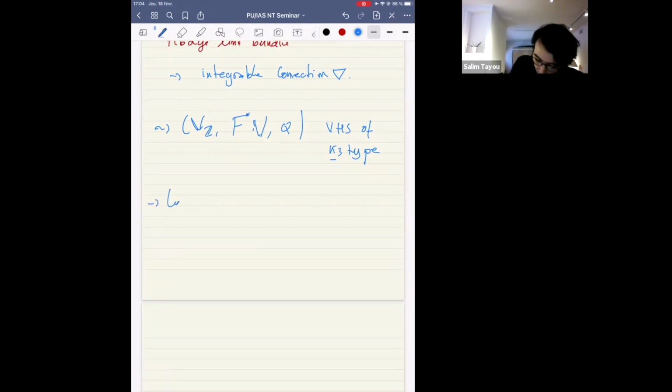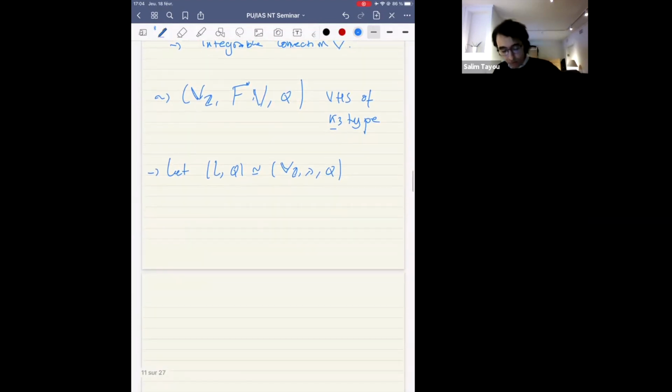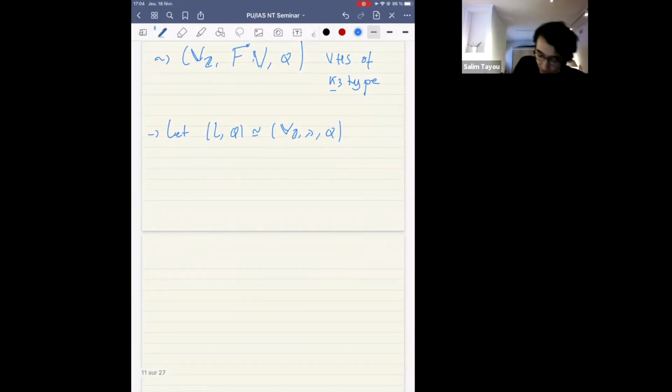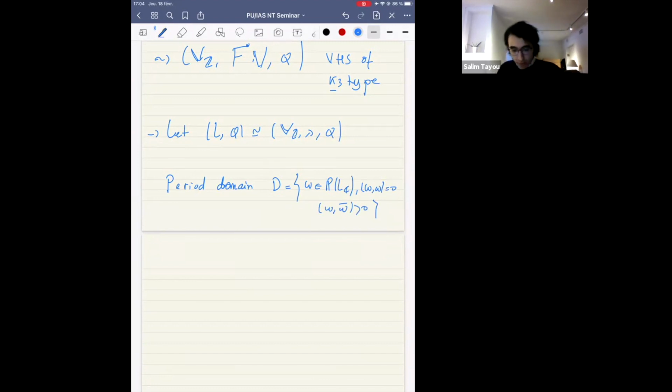So yes, as before, let L_Q be the lattice which is the fiber of this local system, which you can describe explicitly, but I won't. And we consider the period domain D, which is the set of lines in L_C which are isotropic, and they satisfy this positivity condition. So this domain D actually just parameterizes the weight 2 Hodge structures on L which are polarized by Q.